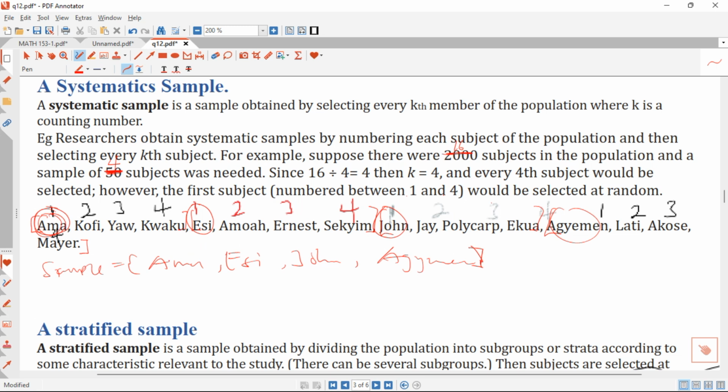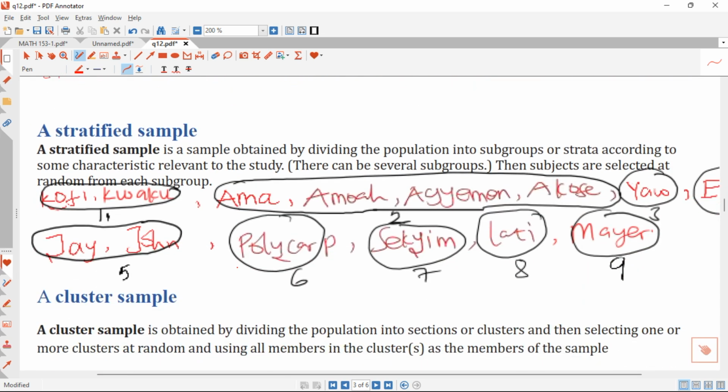So this is our sample, right? That's our first sample, because we just wanted to make some selection using systematic sampling, and this is how we can use systematic sampling to sample from the population, right? So let's go to stratified sampling.